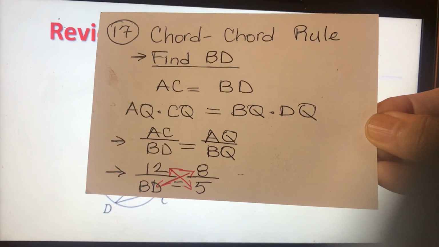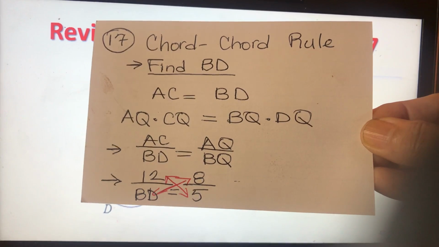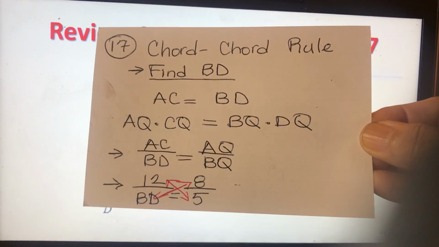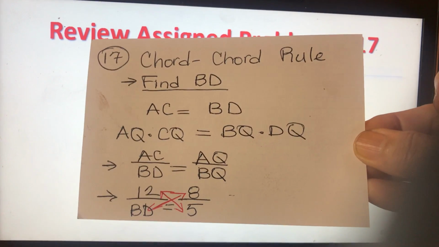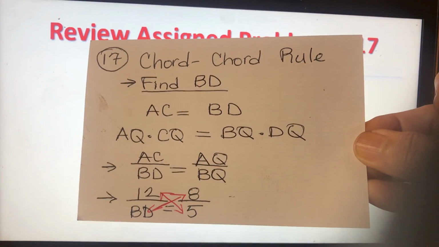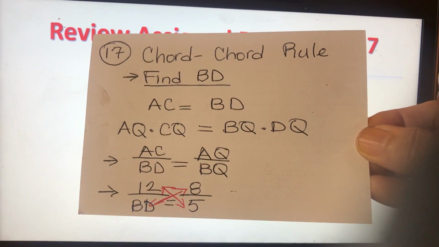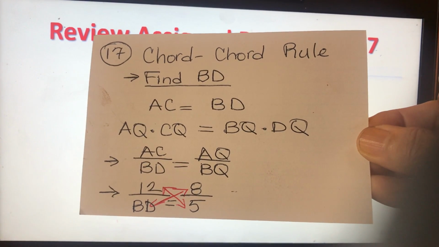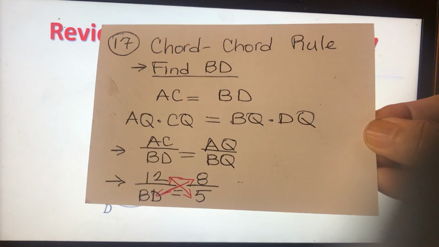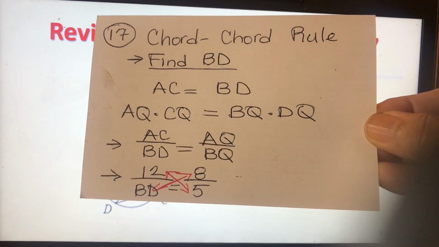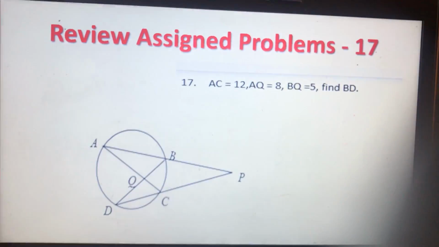Now, having established that proportion, the next step would be to simply substitute the values. AC equals 12. BD, well, that's what we're trying to find, the measure we're looking for. We substitute AQ for 8 and BQ for 5. Now, in order for us to solve for BD, we have to use our what? Our cross multiplication.